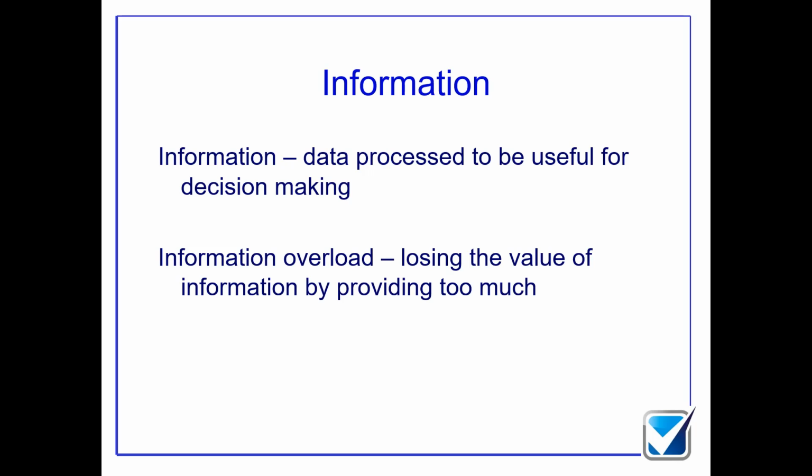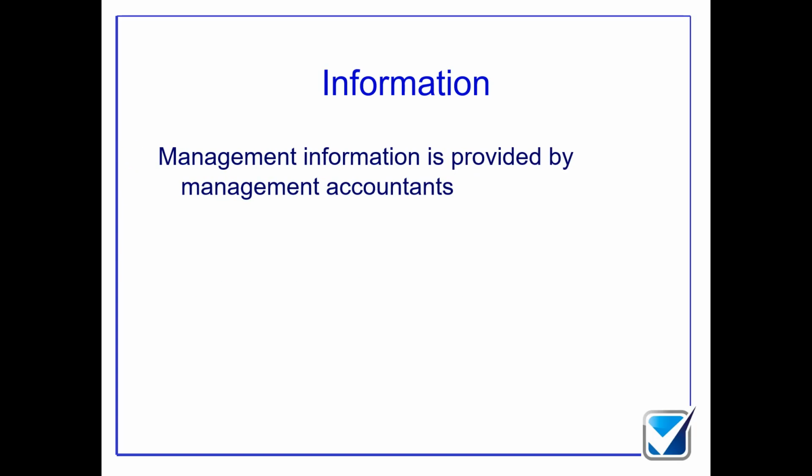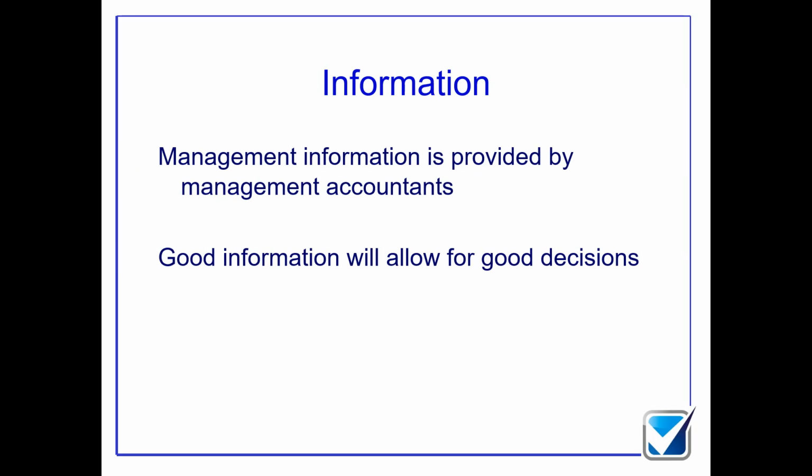Now, the cost accountants collect data. That data is then given to management accountants. The management accountants will process the data and turn it into information. So cost accountants collect data, management accountants process data and convert it into information. That information is then passed on to managers. Managers will make decisions. Managers' decisions will have an impact upon the performance of our business. That performance will be measured by financial accountants. So that's how all the different types of accountants come together.